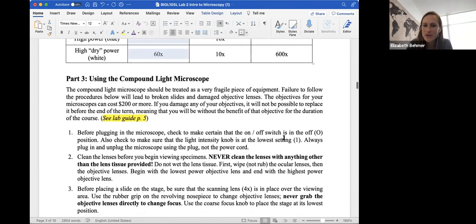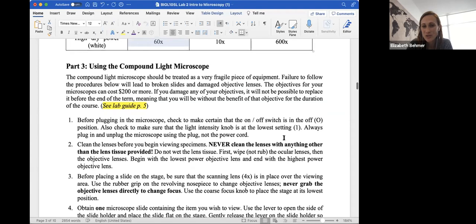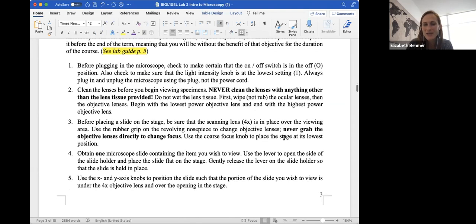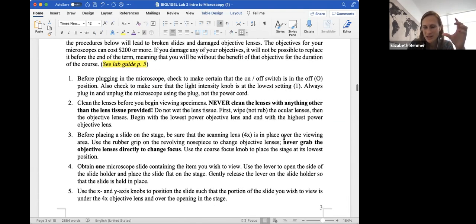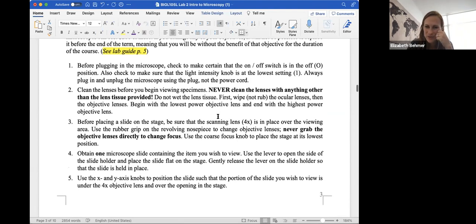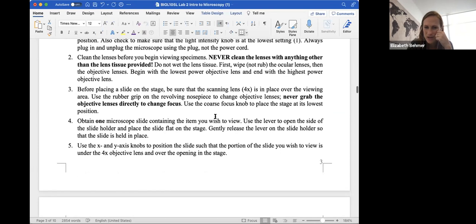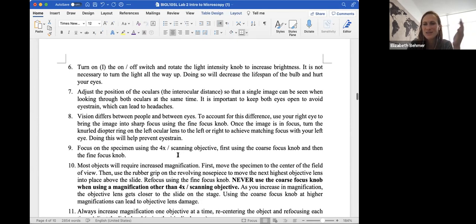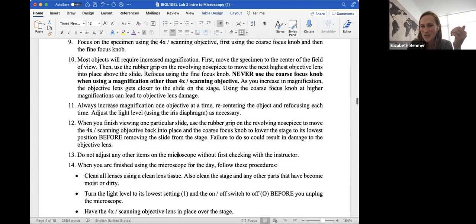The compound light microscope should be treated as very fragile. The objectives for your microscopes can cost $200 or more. For this part, see Lab Guide page 5, and this takes you through the steps in how to use it. You'll turn it on. You'll start with the lowest objective power. You'll use the X and Y axis knobs to position the slide so that the portion of the slide is under the 4x objective lens. So this takes you through the steps in how to use a microscope.